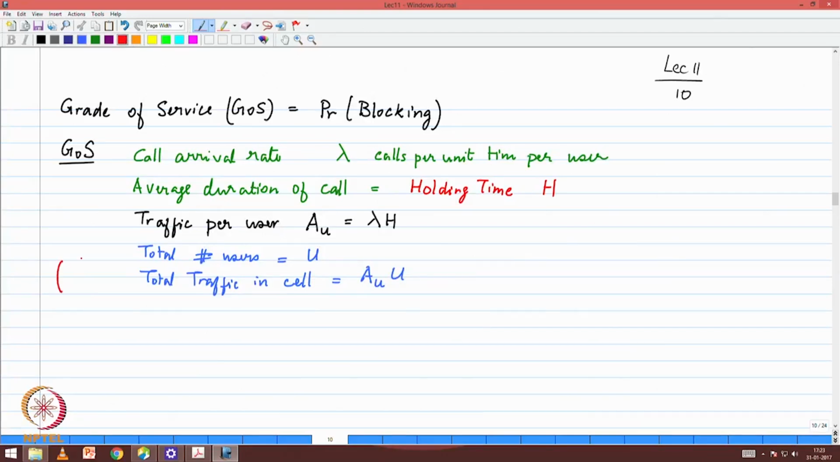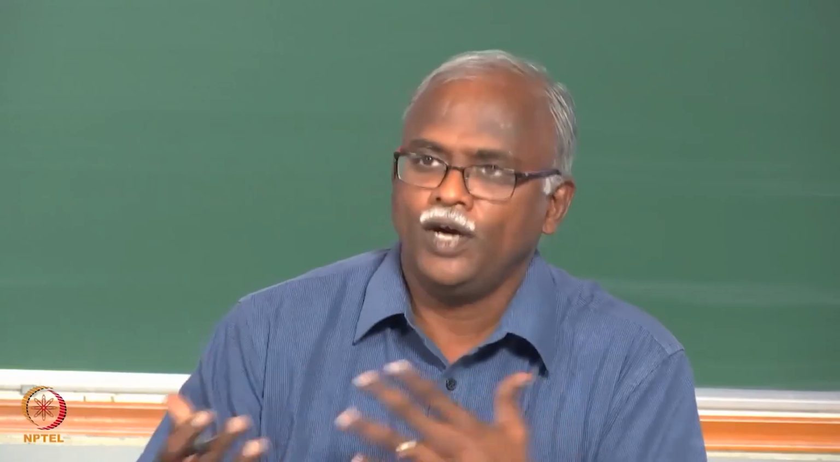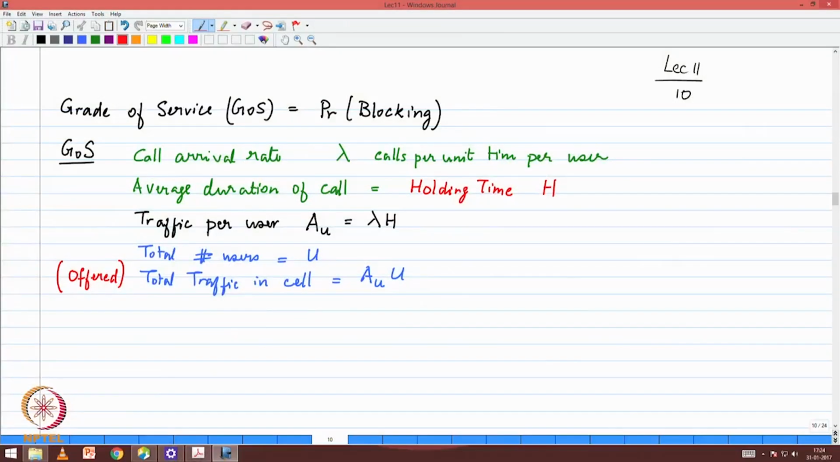There is an important distinction that is made. This is called the offered traffic. That means this is the traffic that the users are offering to the system. Now if it is 2% blocking, then you would have to multiply this by 0.98 to get the carried traffic. That is what the system actually carries. So there's a difference between what the users offer and what the system carries. It's not exact because of the blocking probability.